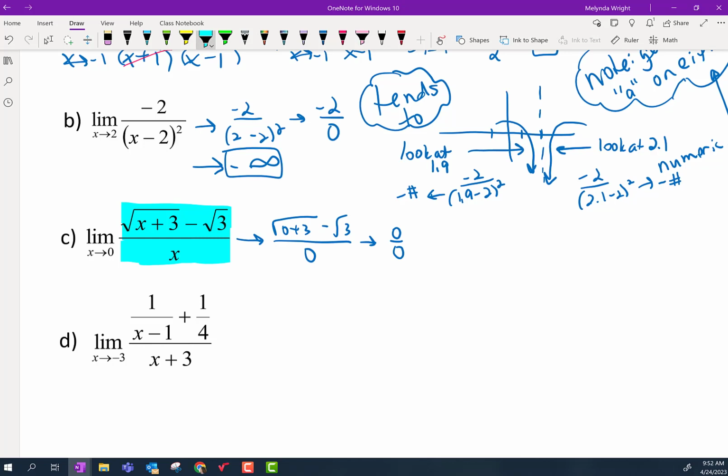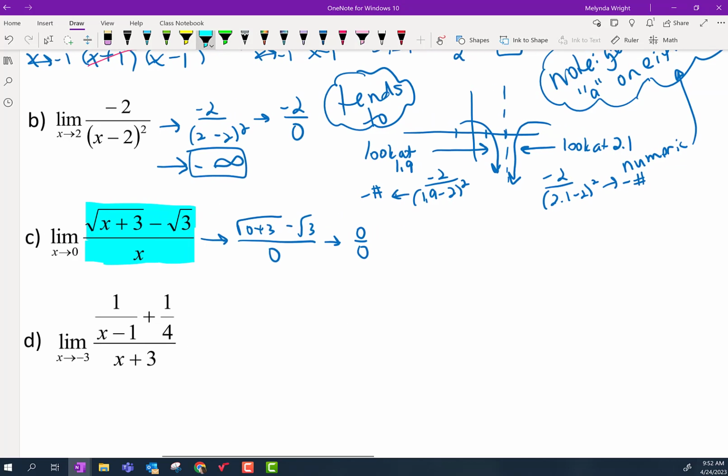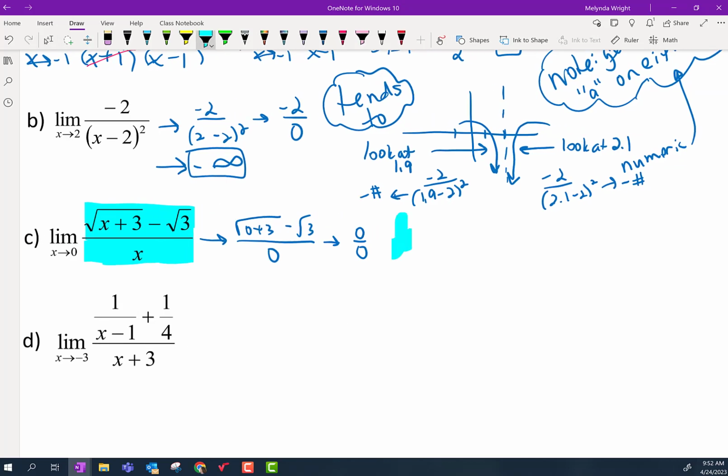We're going to multiply by the conjugate over itself because we can only multiply by 1. This is not an equation. We are not allowed to multiply by anything except 1. All right, so let's try the second thing they suggested to us, which is multiply by the conjugate. So let's go over here. We're going to do the limit.